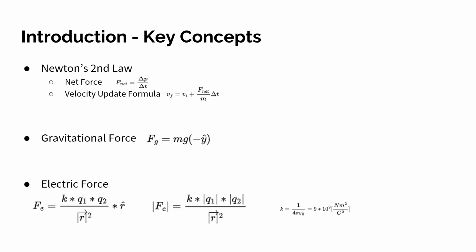Concepts used in this lab are Newton's second law, the net force equation, as seen there, and the velocity update formula, which is derived from the net force equation, as well as gravitational force, which is the force that an object feels due to the gravity of Earth, which is mg in the negative y direction. Also, we use the electric force formula to calculate the force felt by one charge, or the force felt by two charges. As you see, the magnitude of the electric force is just the same, except magnitude of the charges, as well as we're basically getting rid of that unit vector.